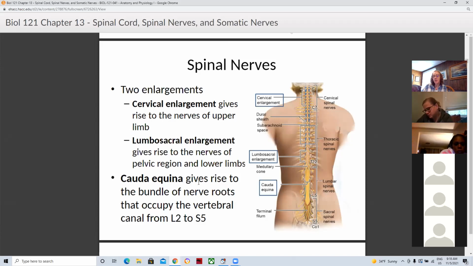So the cauda equina is going to originate off the conus medullaris at the very tip of the spinal cord. And it's going to give rise to a bundle of nerve roots that are going to occupy the vertebral canal from L2 to S5. This L2 to S5 is referring to the different vertebrae. So we start with the C1 vertebrae, and the vertebral column ends with S5.